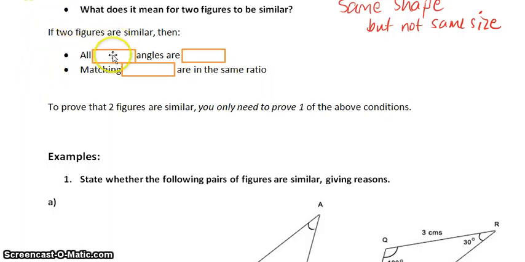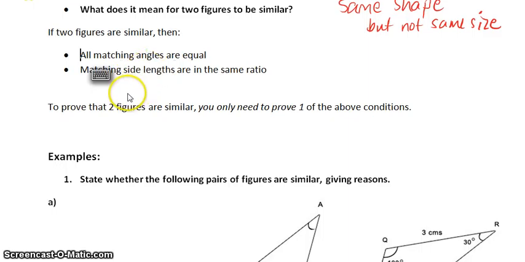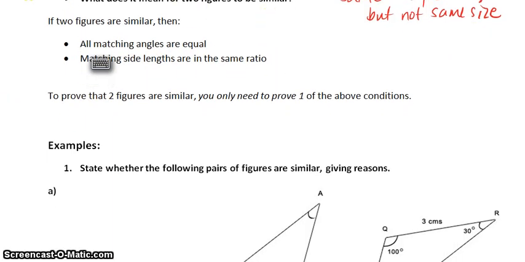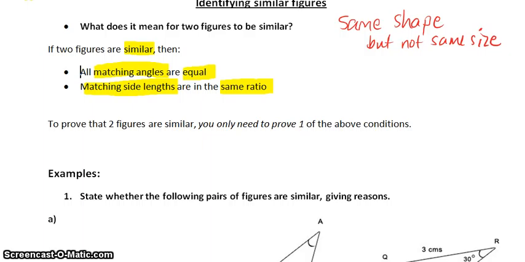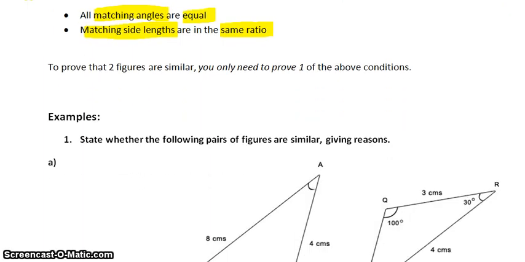Well, there's two main things with similar figures. Firstly, all the matching angles are equal in similar figures, and also the matching side lengths are in the same ratio. So that's really important for you to remember: all the matching angles are equal and all the matching side lengths are in the same ratio. And that's basically what makes two figures similar, which means they're the same shape but not the same size.